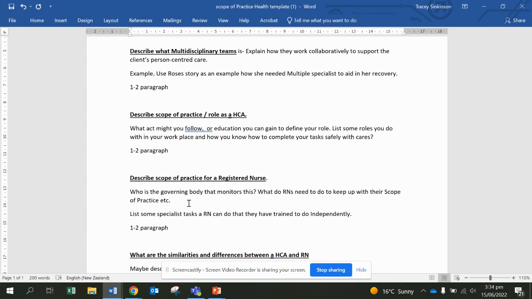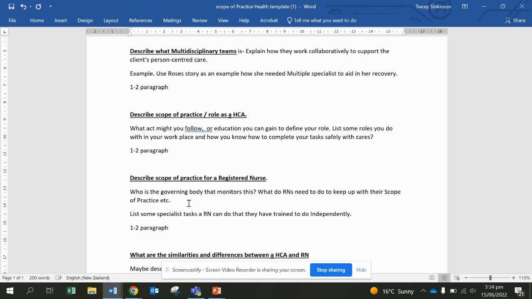Then once you've got that registration, it has to be renewed every single year. And to get that, you have to keep on training to know that you are practicing safe techniques. So have a little bit of a read on that at the Nursing Council and how they actually act as a governing body to make sure that registered nurses stay registered and how they're safe.